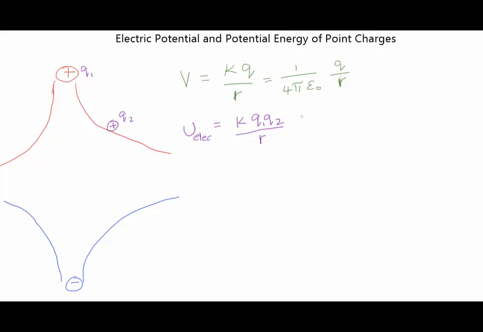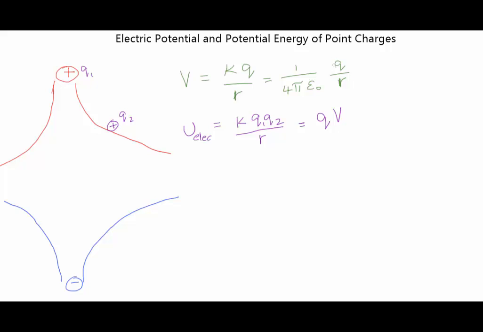And a comparison of these two equations tells us that the potential energy is simply Q times V, where I've generalized, instead of Q1 and Q2, I'm just saying that the potential energy when a charge Q is placed at a point where the electric potential is V would be given by this U electric, which would be the charge times the electric potential.